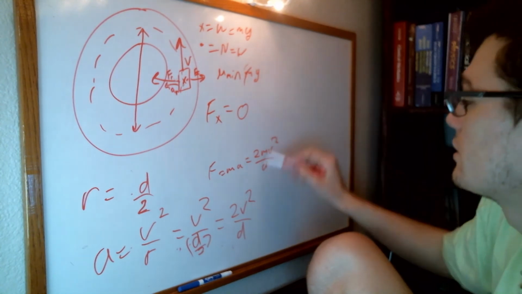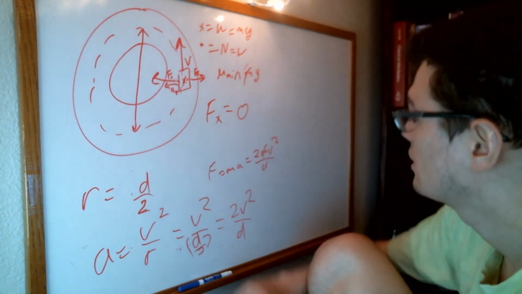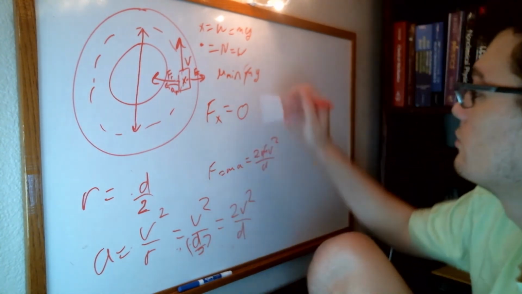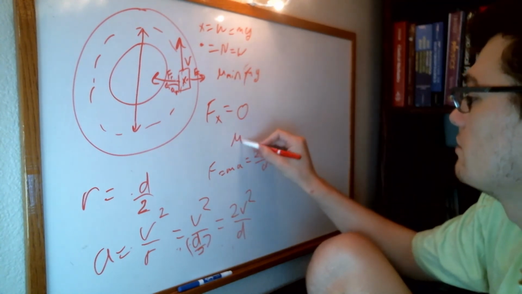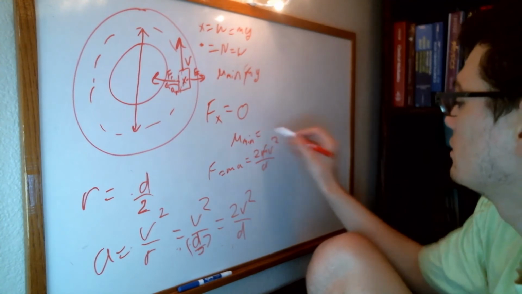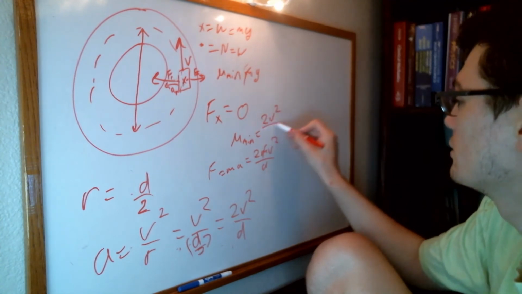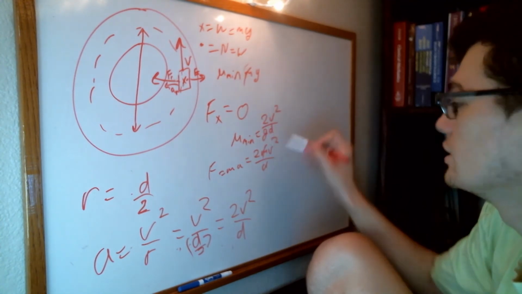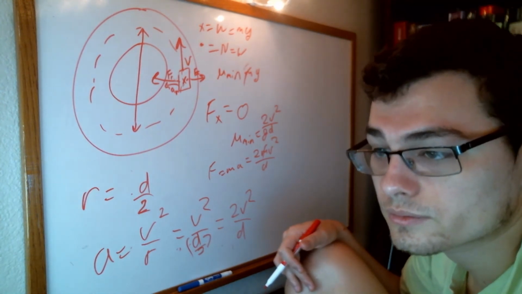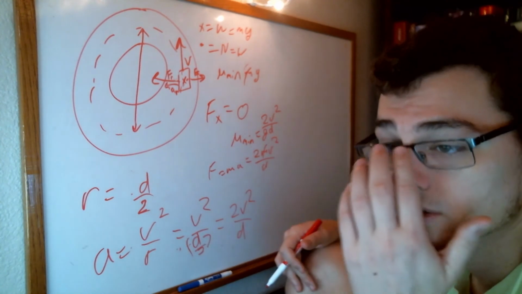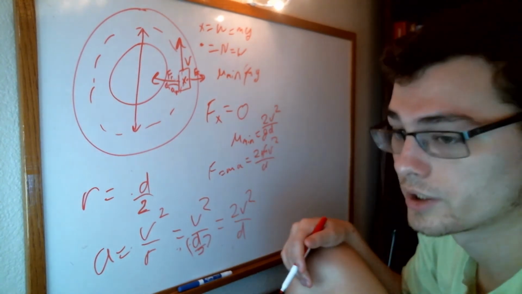So then we see that the mass cancels, and then we would divide this equation here by g, and then you would get that mu min is equal to 2v squared over gd. And then you just have to plug in numbers for the next part.